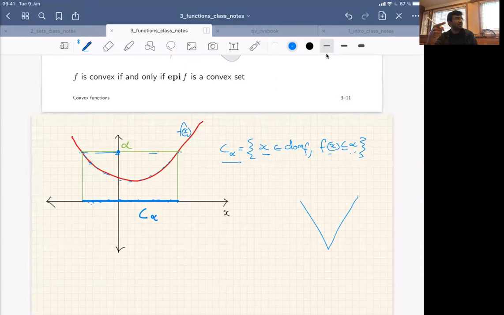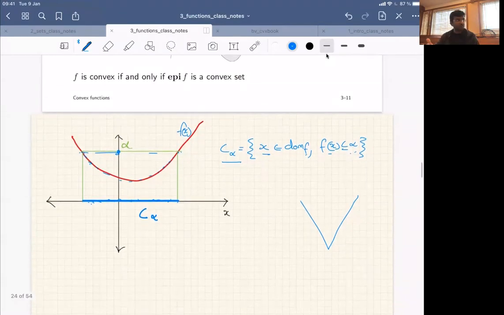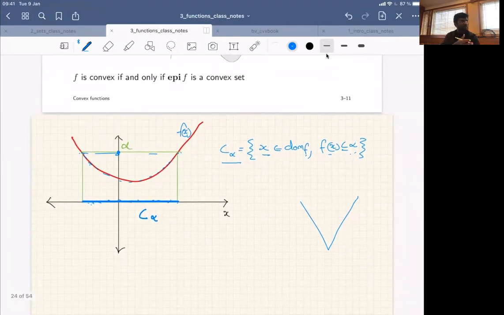If you want to use that second order condition, then the function has to be differentiable, and for that the domain has to be open. But this is not useful in all the cases. For example, this one, because this will be closed. So you cannot find the derivative if it's closed.